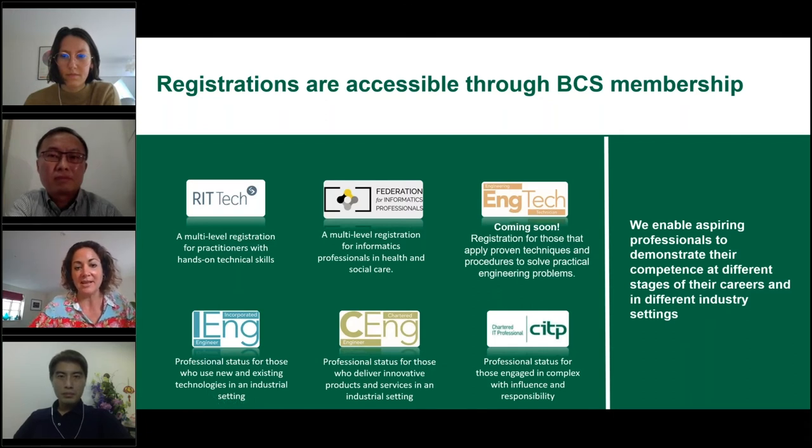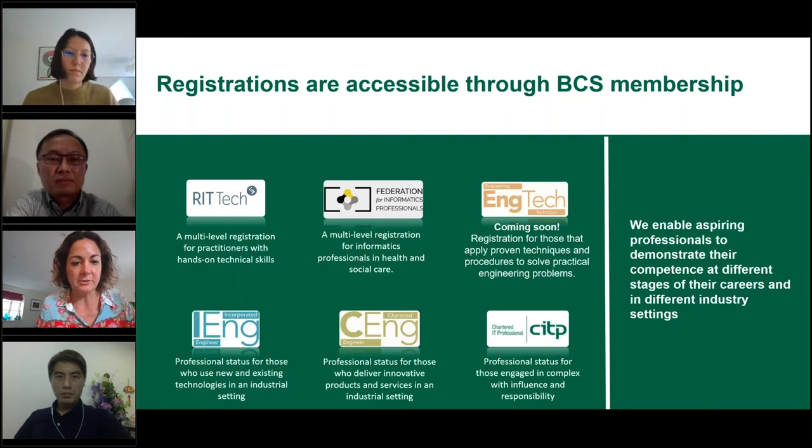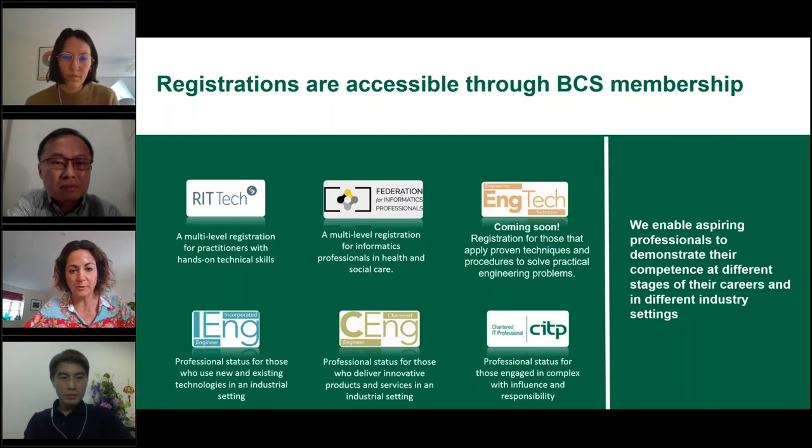Individuals commit to maintaining their personal development when they do a standard. The ones that we have, if we're starting at the early career stage, are RIT Tech. This is a multi-level registration that starts at Sophia Level 2 and goes up to Sophia Level 4. And this is for practitioners in hands-on roles who want to demonstrate their professionalism. The FedIP is specific to the health and care profession. It's a collection of five different professional bodies who have got together to create these standards in health and care. And again, there are different levels of the FedIP that take you up to Sophia Level 5.